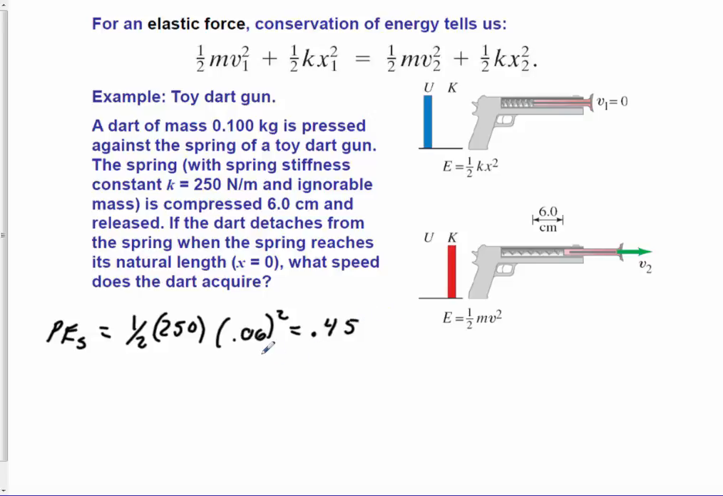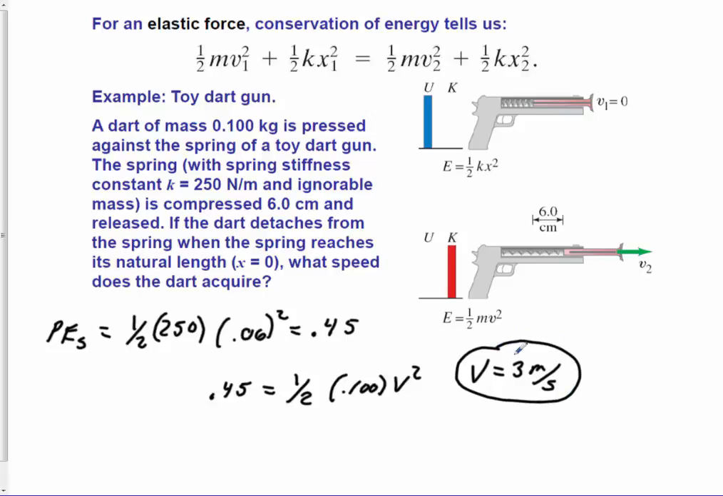Alright, so now if we want to find out what the velocity is going to be when this trigger is pulled and that dart gets to the end of the gun, it's lost all the spring potential. So we can just go back to 0.45. We can set that equal to 1/2 times the mass, which is going to be 0.10, times v squared, and calculate v. So I take 0.45, multiply that by 2, divide by 0.1, and take the square root of that, and that gives me a velocity of 3 meters per second. And again, all you're doing on these problems is following the conservation of mechanical energy.